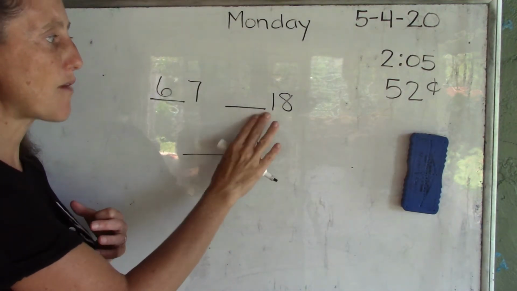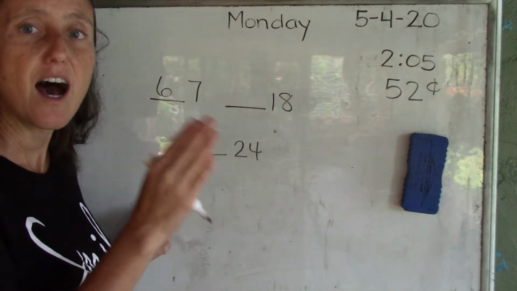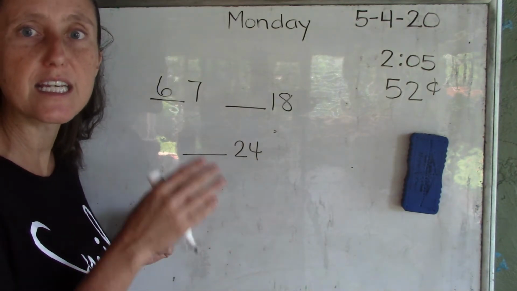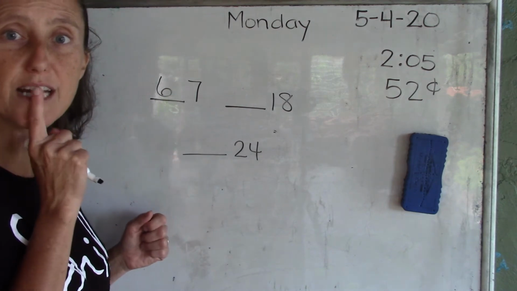Well, what number comes right before 18? Let's start at 10 because we know that comes before 18. 10, 11, 12, 13, 14, 15, 16, 17, 18. What number did I just say before 18?